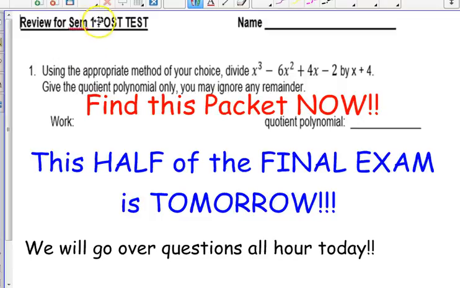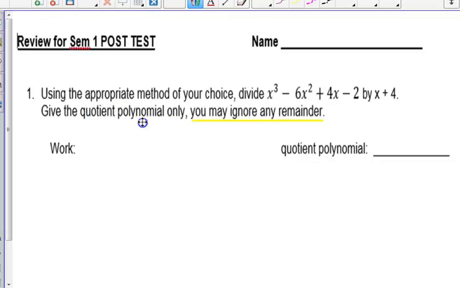This is the post-test review packet. The post-test is tomorrow. It looks like this packet. So here we go. Question number 1 says divide ignoring the remainder.